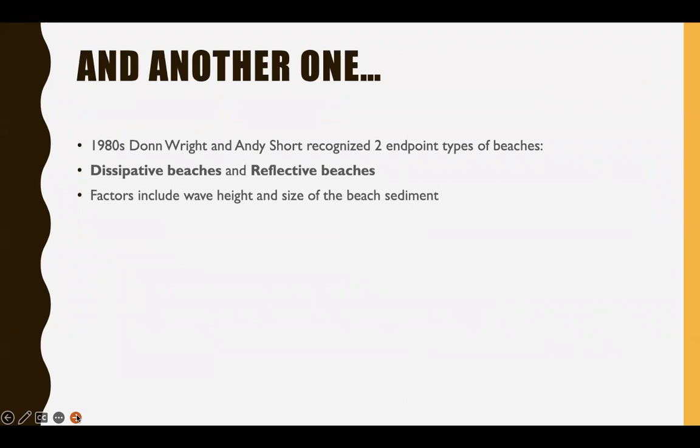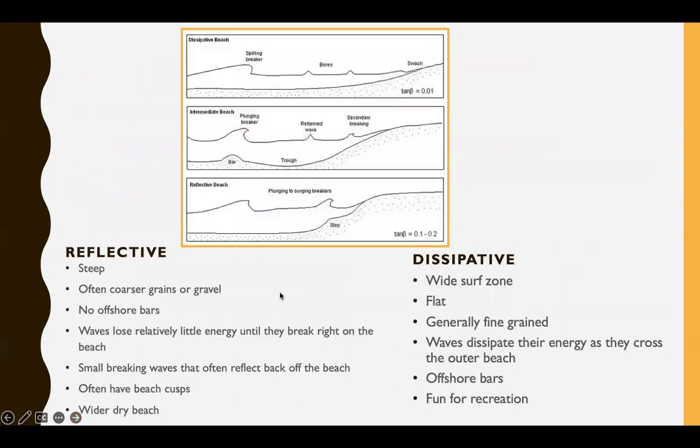In the 80s, Don Wright and Andy Short figured out that there were 2 endpoints. This is actually really important: the dissipative beach and the reflective beach. They included not only the wave height, but the beach sediment, okay, and the way the beach changes. So a reflective beach is really steep. Let me think of a really steep beach. Somewhere in Malibu, along those bluffs.